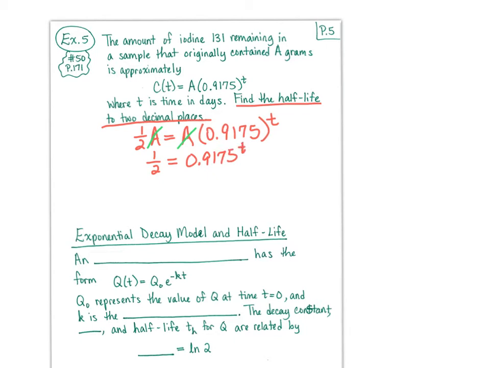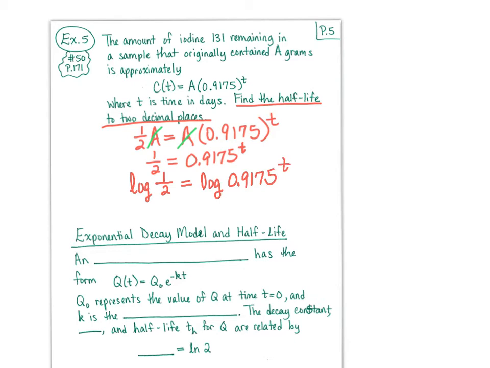We need to figure out how to get this T out of the exponent here. Okay, well, we learned properties of logarithms. That's what this section is all about. So we're going to apply the log to both sides of that equation. And you can either use the natural log or the common log. I'm just choosing to use the common log here.